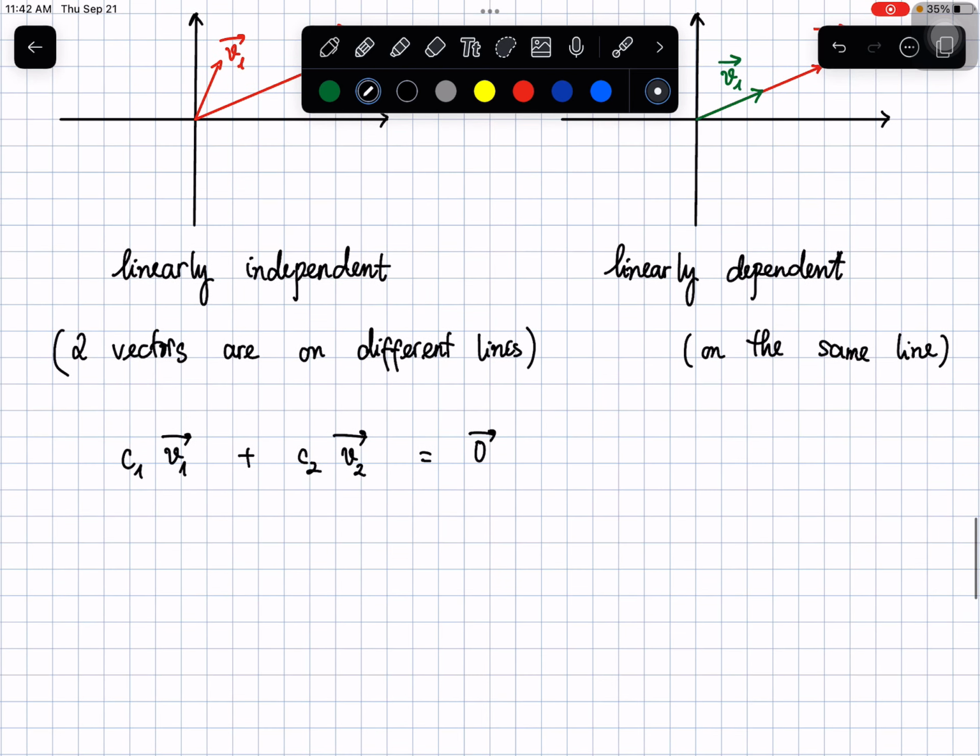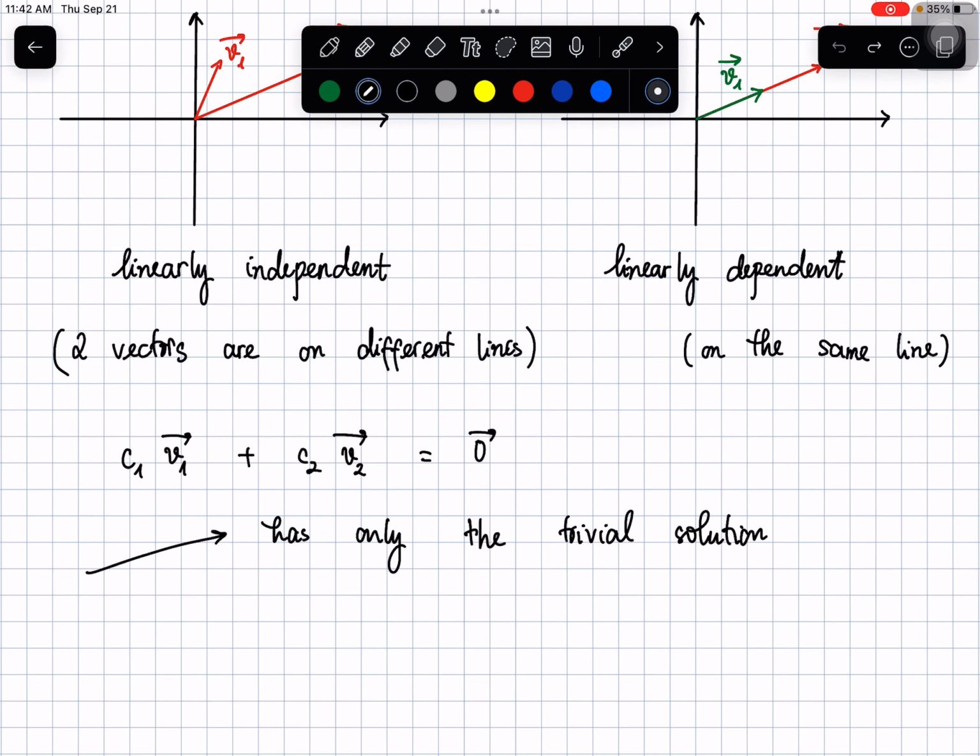Vector 0. And if this system has only the trivial solution, C1, C2, right? I can write this as C1, C2 equal to vector 0, right? 0, 0. Then these two vectors are linearly independent.